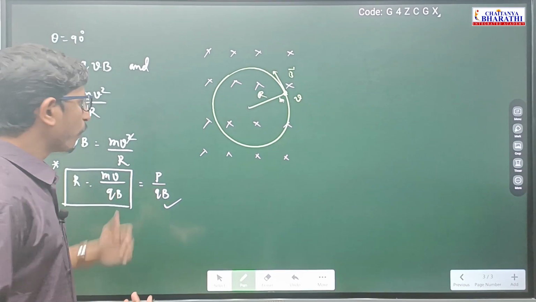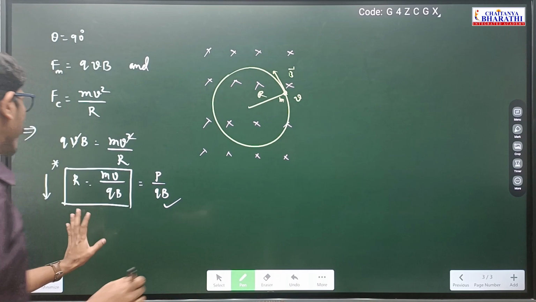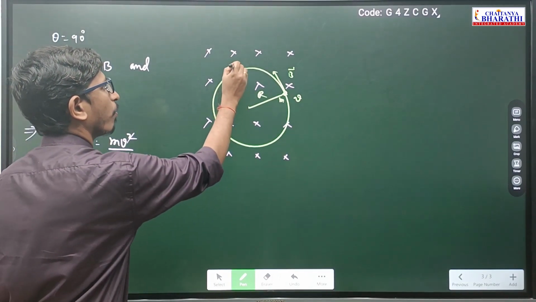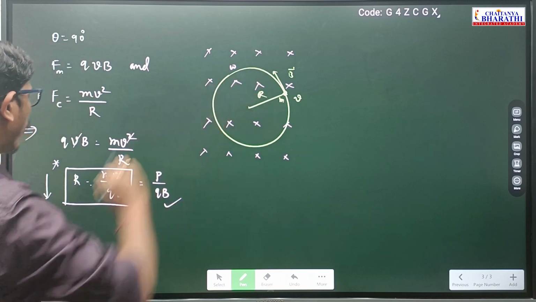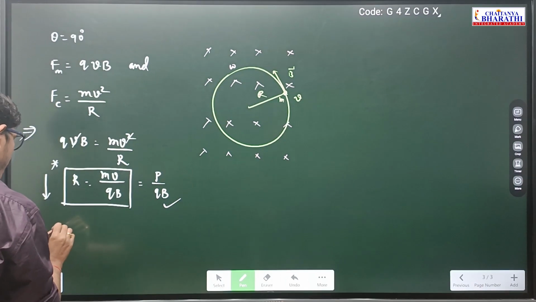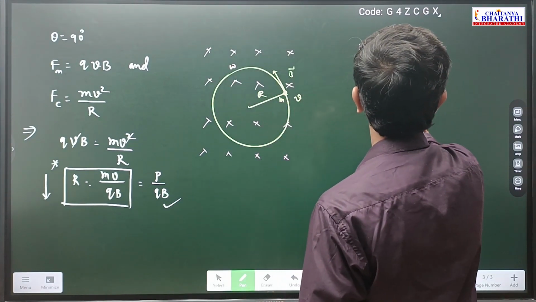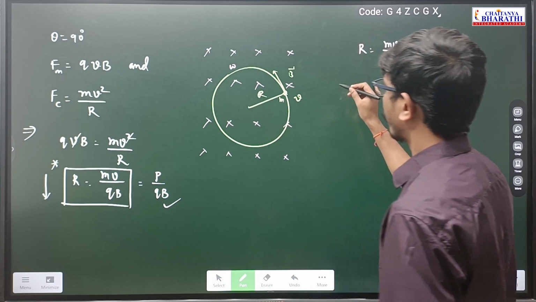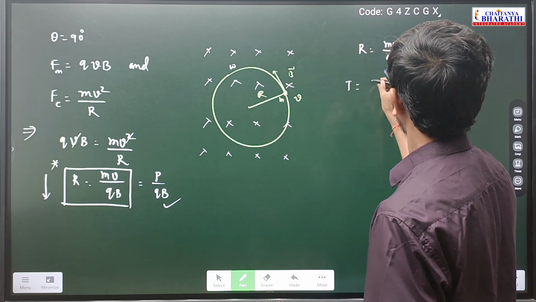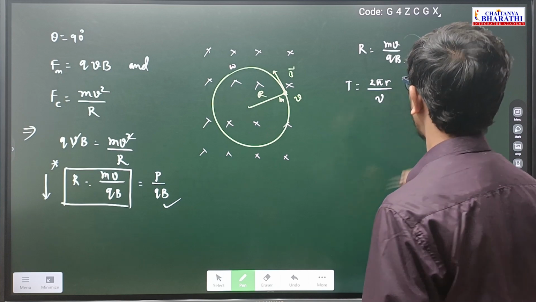If it is some other parameter, what you can derive is, what is its angular speed? If it is making a circular motion with angular speed omega, what is omega? Let's understand the time period also. How are we going to calculate the time period? The radius is mv by qB. Then the time period is 2 pi r by v.